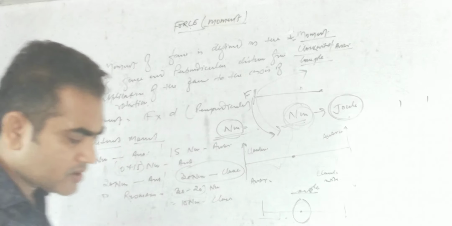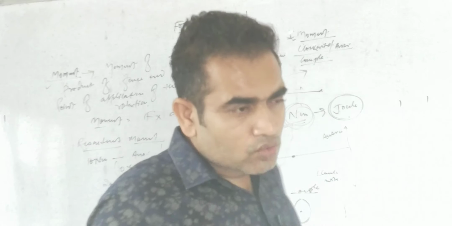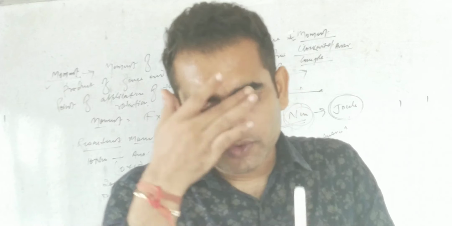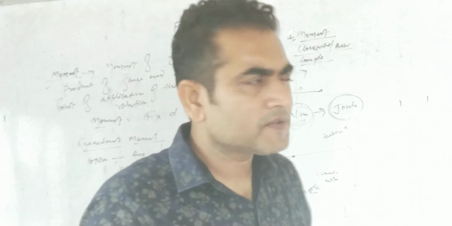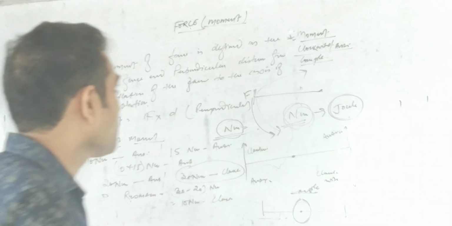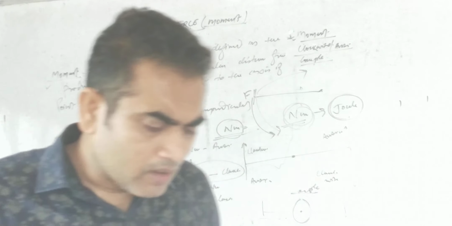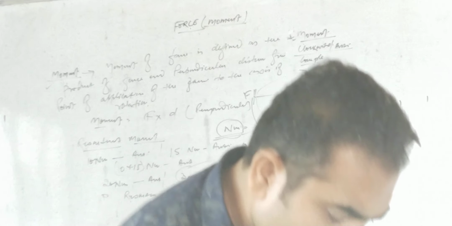Resultant force you have been studying from class 6-7. Resultant means find the value. If in the same direction, add all the values. If in opposite directions, subtract the values. So this one is the moment of force. So moment and couple moment, this one we understood.